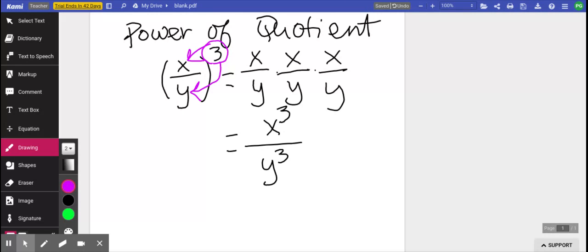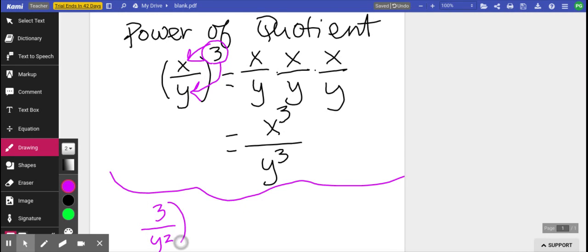Another example like that would be 3 over y squared, and that whole fraction's being raised to the fifth. Well, 3 to the fifth would then be divided by y squared times y squared times y squared. Do that 5 times, and that would be y to the 10th.